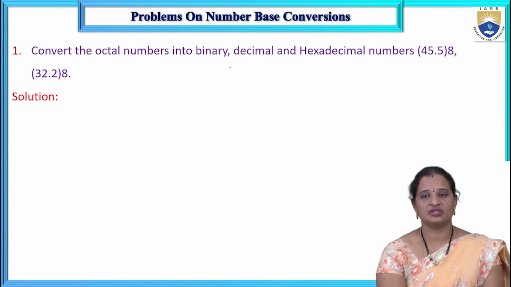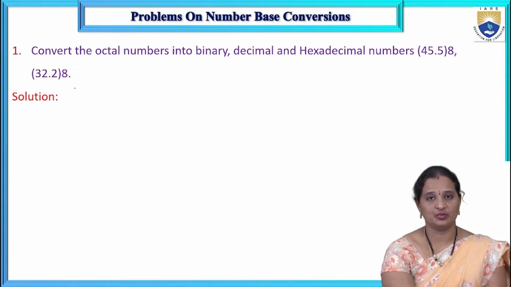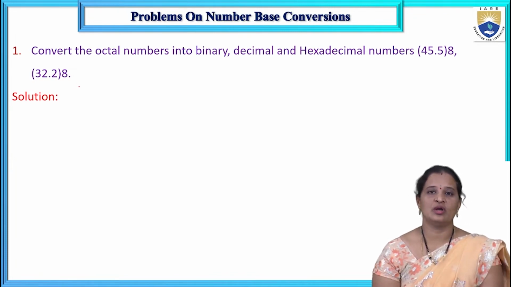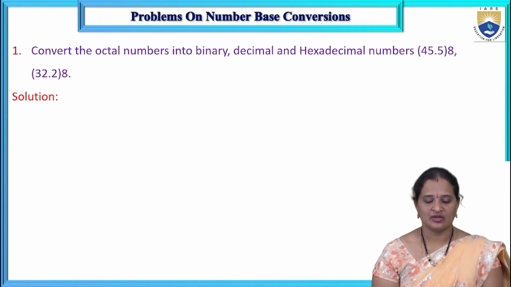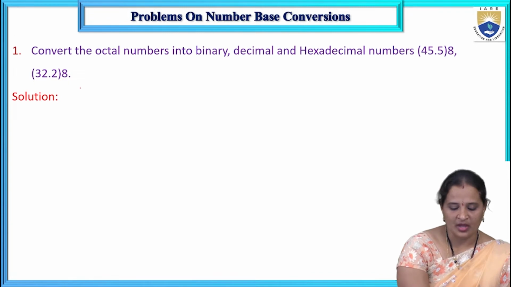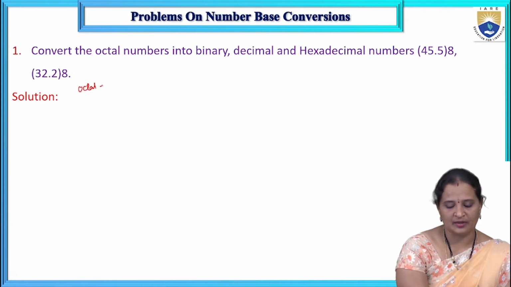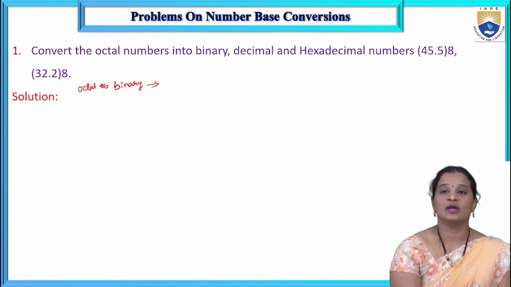Convert the octal numbers into binary, decimal and hexadecimal numbers. The octal numbers given are 45.5, base 8, and 32.2, base 8. These are the two octal numbers given. Now we need to convert these into binary, decimal as well as hexadecimal. First of all, how to convert an octal number into binary?